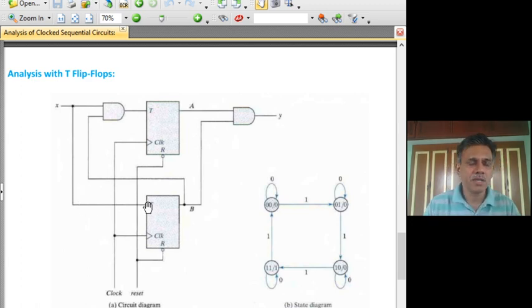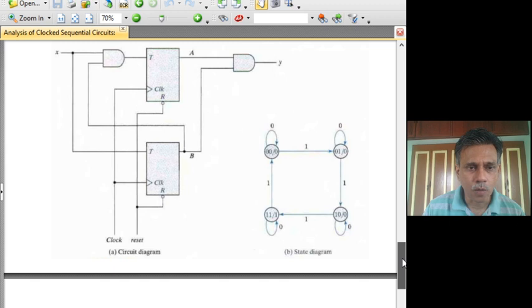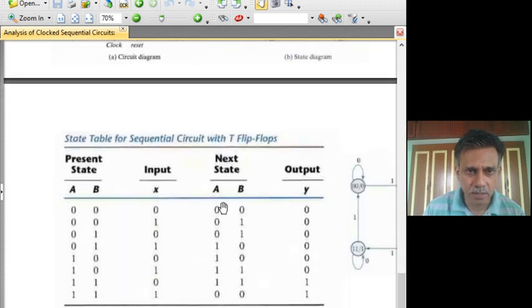So how do we go about getting the state table? Here is where we have got the state table. You chart out all possible present states and the input conditions. There are 4 states, and for each possible state the input value can be 0 or 1, so there are 8 possible conditions. For each combination of state variables and input, you first find the intermediate signals, namely TA and TB, and use that to compute A plus and B plus.